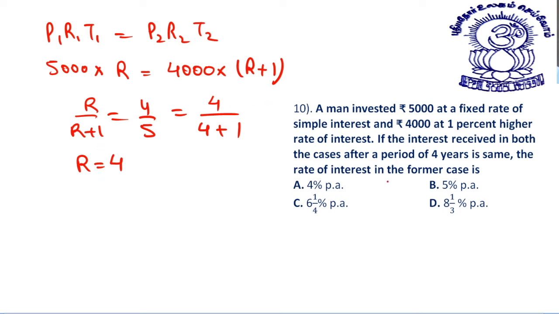The rate of interest in the former case is, we need not do anything now. We just need to tell the rate of interest in the first case. So the rate of interest in the first case is 4%. Clear? So easily solved. There was a lot of things to be done, but we have done it with the shortcut method. So the rate of interest is 4. This is all you need to calculate, nothing else.